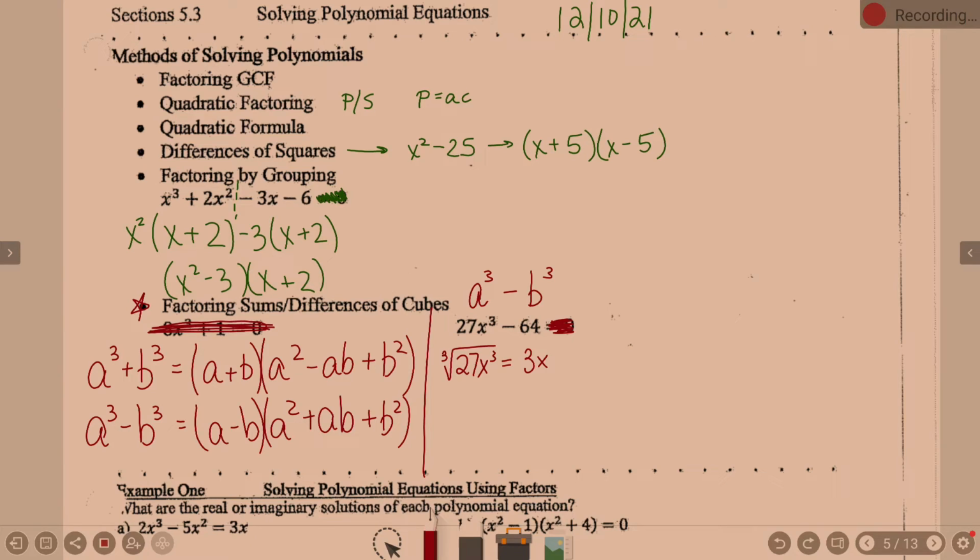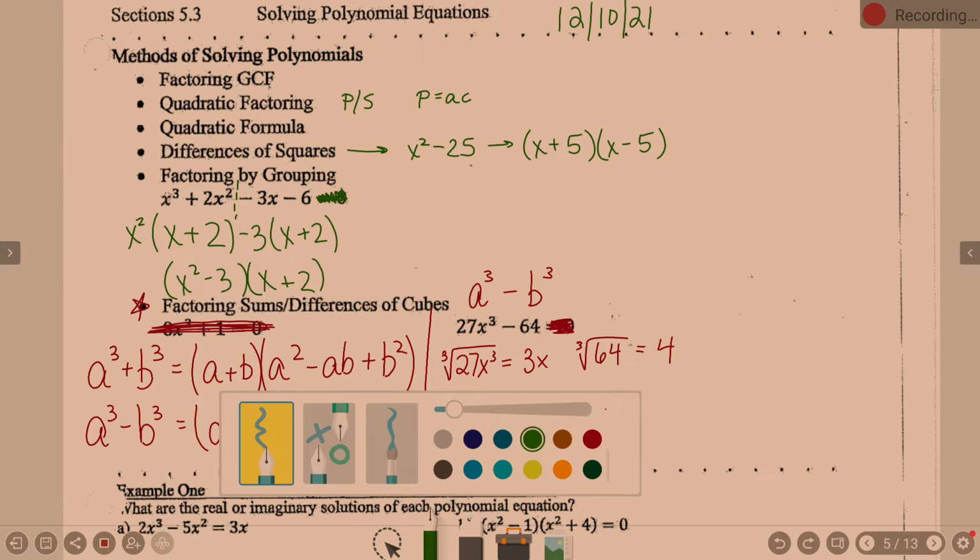I also want to talk about the cube root of 64. You can start guessing numbers and seeing what times itself again. Your calculator will do a cube root, and I can help you figure that out later. But the cube root of 64 is 4, because 4 times 4 is 16, times another 4 is 64.